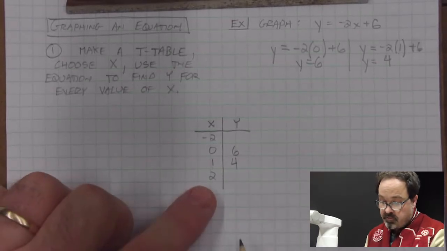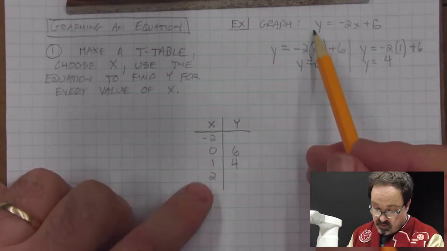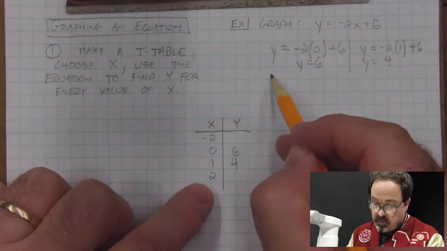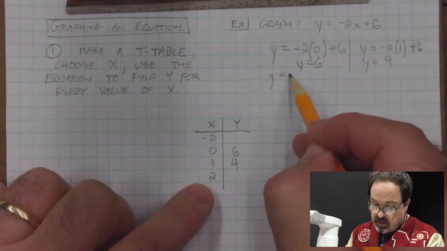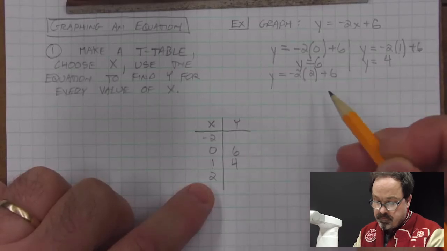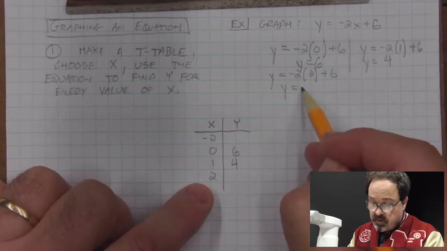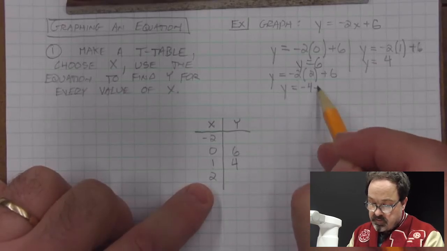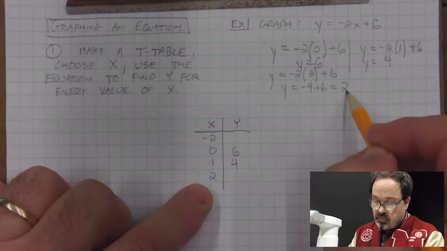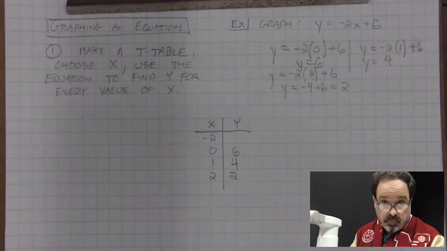I'm going to use the equation to calculate the y value for a new choice of x. This time I'm going to use the value 2 for x. And I'll do the side work here. Y will be equal to negative 2 times my choice of x, this time is 2, plus 6. Doing the math, y is equal to negative 2 times 2 is negative 4, plus 6, and negative 4 plus 6 is 2. So when my choice for x was 2, my y value was also 2.